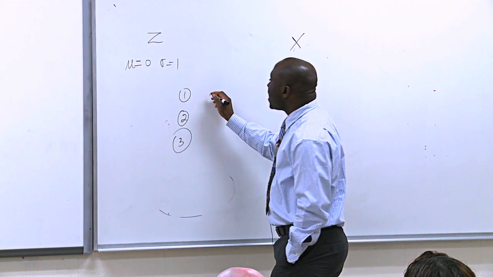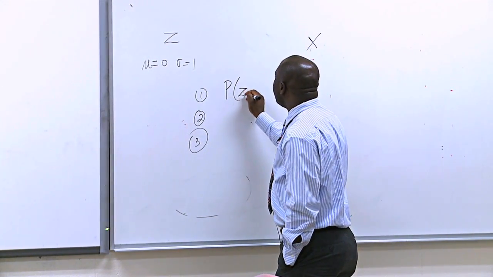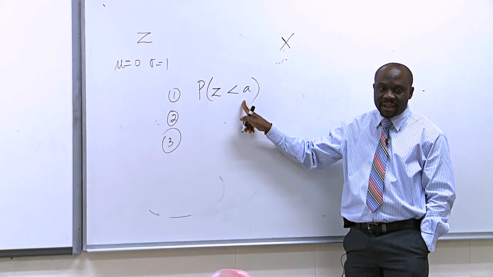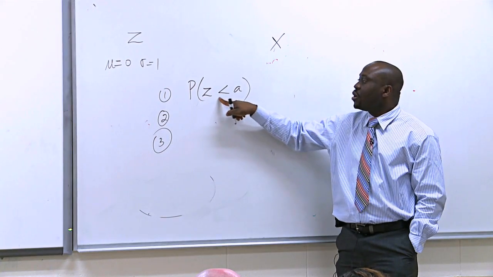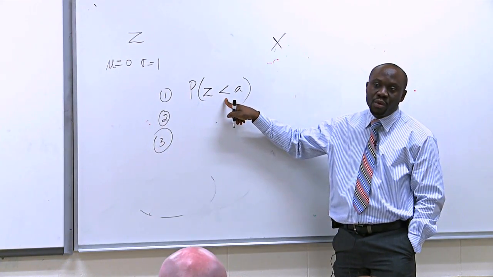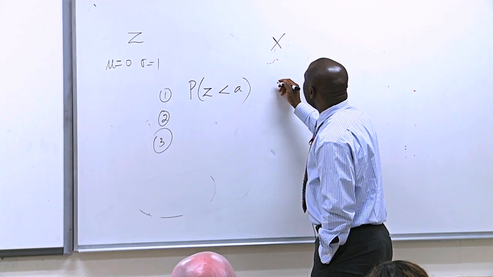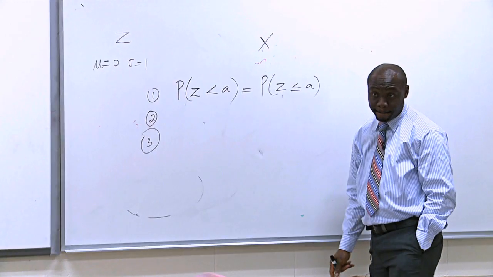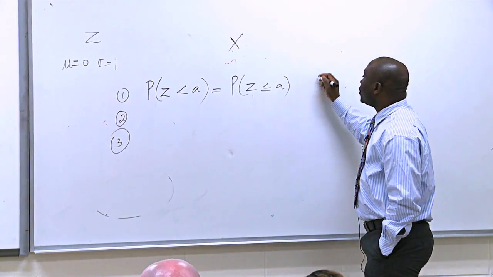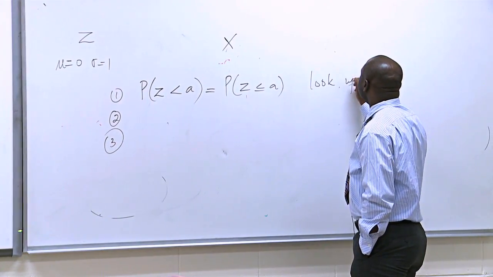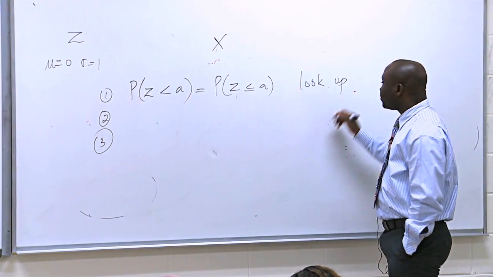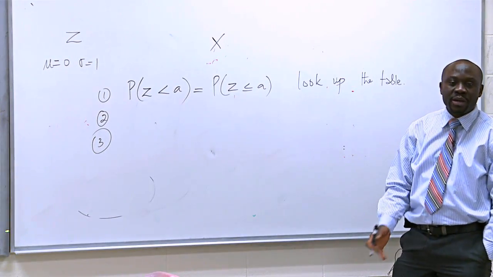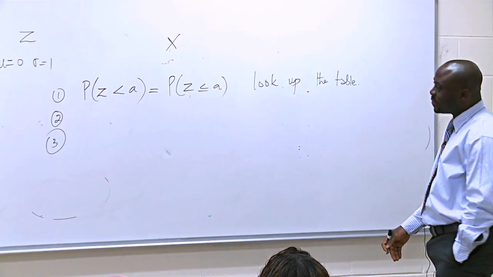The first rule states that if you have the probability of Z less than A, because it's continuous, you can use either less than or less than or equal to. P of Z less than A is the same as Z less than or equal to A. What do you do? You will look up the table. A good question will be which table, and I will give you the table in a second.